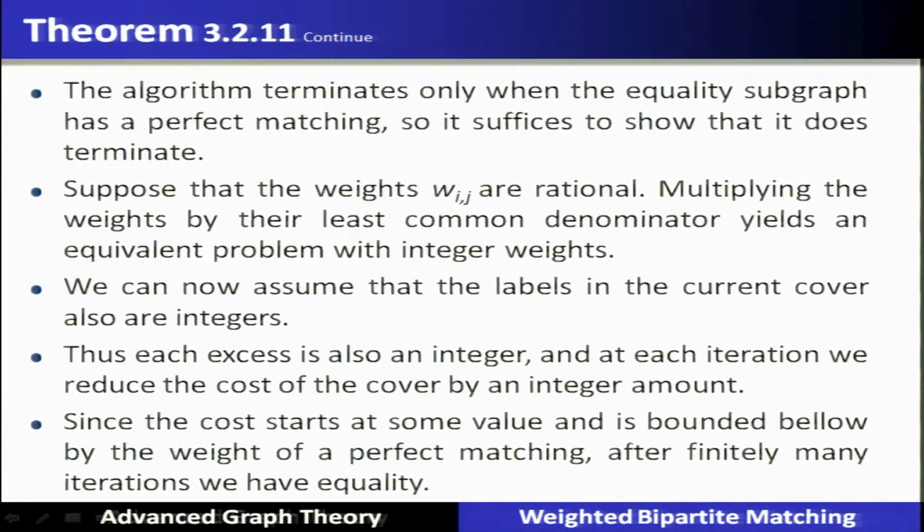So let us see the details of this theorem. This algorithm terminates only when the equality subgraph has a perfect matching. So it suffices to show that it does terminate. Suppose weights w_ij are rational, then multiplying the weights by the least common denominator yields an equivalent problem with integer weights. We can now assume that the labels in the current cover are also integer, thus epsilon is also an integer. So we convert any other given problem into our problem setting of non-negative integer edge weights, and we can run this particular algorithm in other problem settings as well.